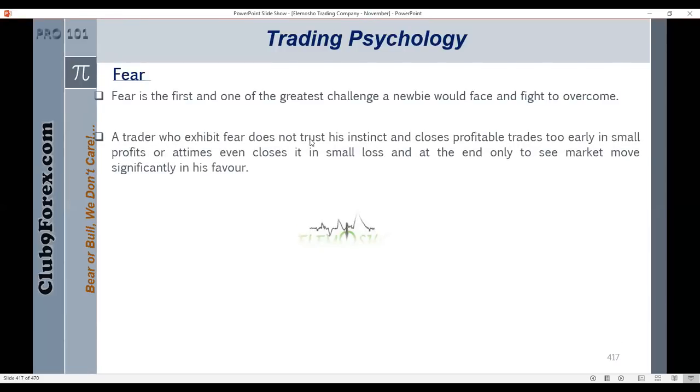So a trader who exhibits fear does not trust his instinct and closes profitable trades too early in small profits, or at times even closes it in small loss, and at the end, only to see the market move significantly in its favor. So this has happened to me several times, and I'm sure it has happened to a whole lot of you guys too several times. And we are going to see how this usually comes into play.